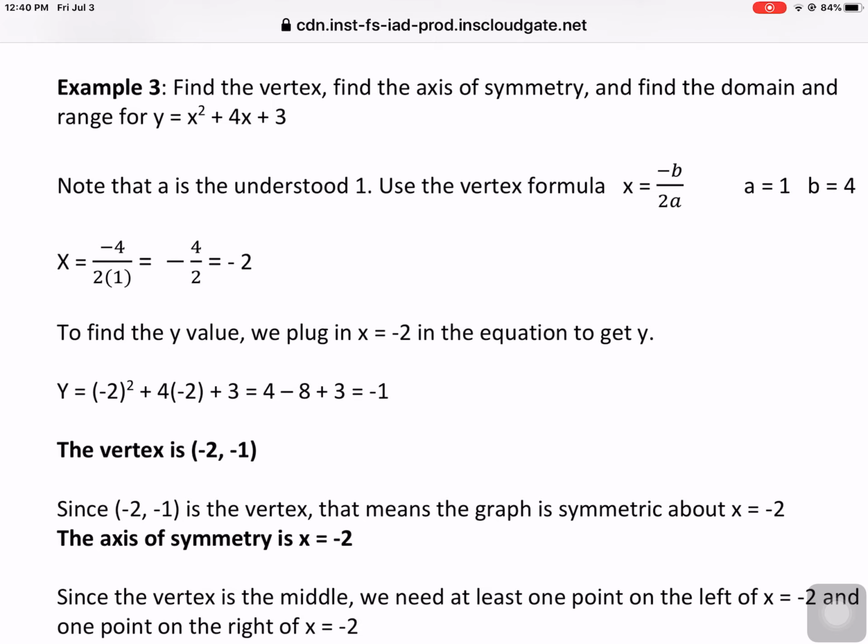Since negative 2, negative 1 is the vertex, that means the graph is symmetric about x equals negative 2. The axis of symmetry is x equals negative 2. The axis of symmetry is always the same thing as the vertex's x, x equals negative 2. Okay, it's always written x equals the number. You don't just say the number, you say x equals negative 2 for the axis of symmetry.